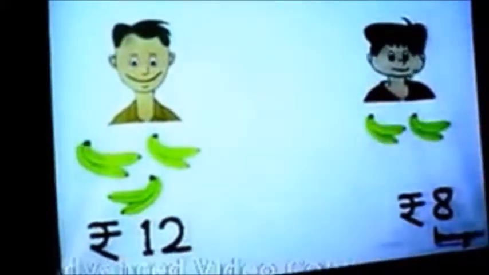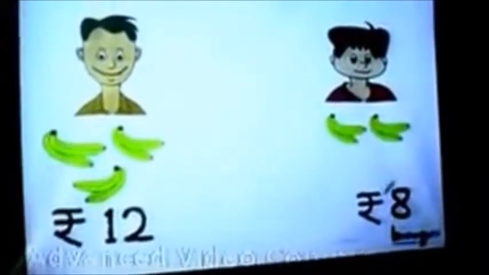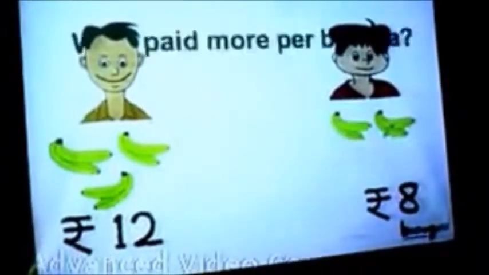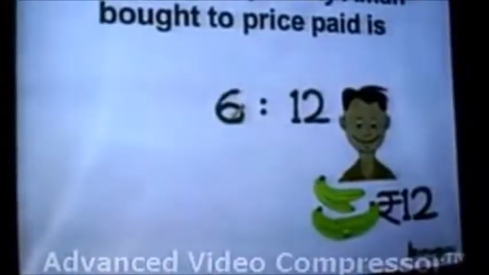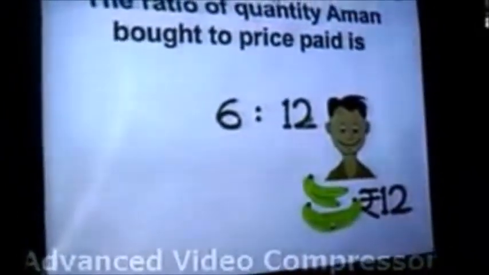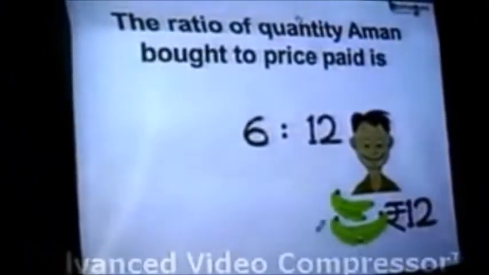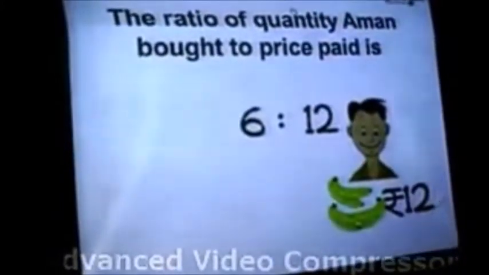Aman paid rupees 12 and bought 6 bananas. And this is Anand, he paid rupees 8 and bought 4 bananas. So, can you tell who paid more per banana? For this, let us find the ratio of quantity Aman bought to the price paid. It would be equal to 6:12, as he bought 6 bananas for rupees 12.